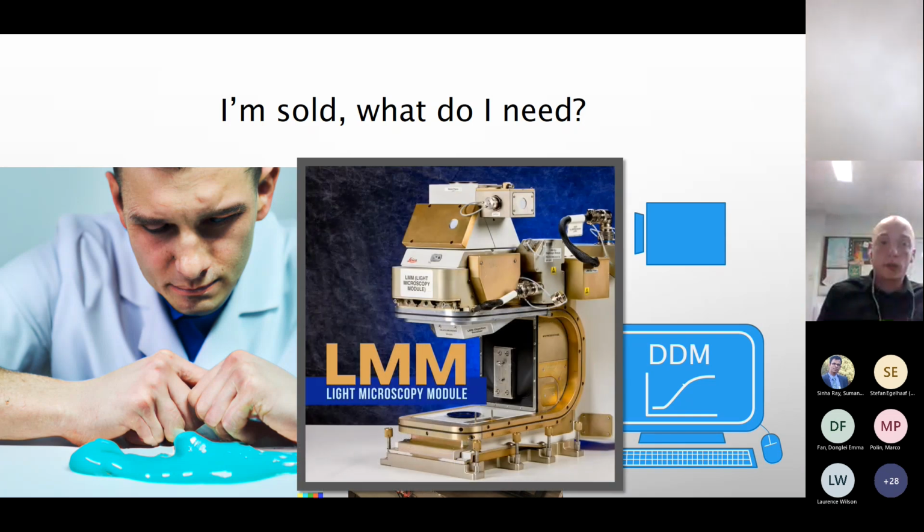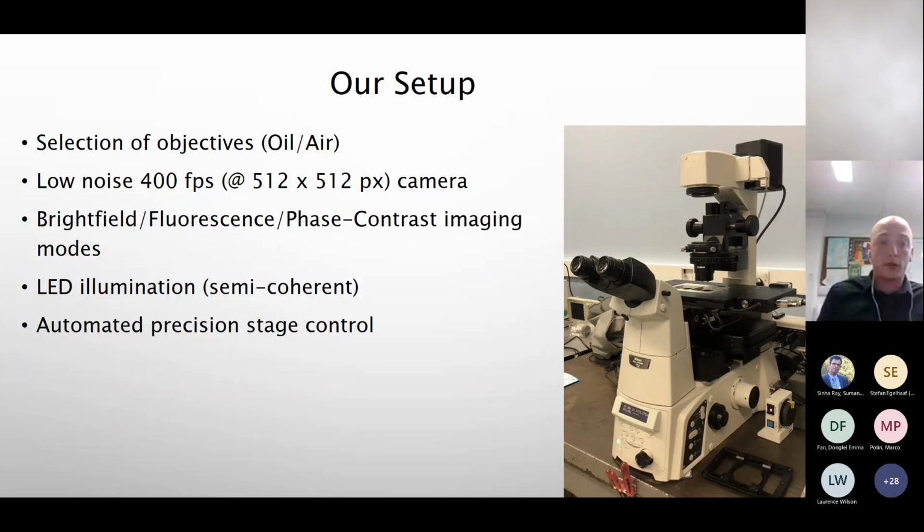It has been done on the light microscopy module, which was put on the ISS in 2009, and other studies on Earth have used comparable equipment to demonstrate that you can do DDM. The microscope we use is a Nikon with a whole selection of objectives, a low noise, high frame rate camera, different image intensity modes, different imaging modes, so bright field, fluorescence, phase contrast, all fine. We've got a nice, powerful LED, and an automated stage that makes all of our experiments quite straightforward. So it's a powerful piece of technology, but it's quite standard for a lot of labs.